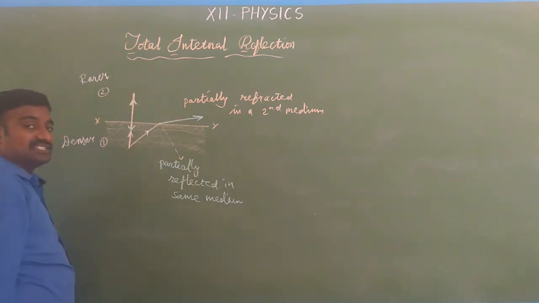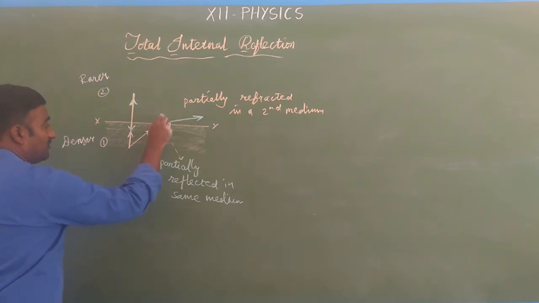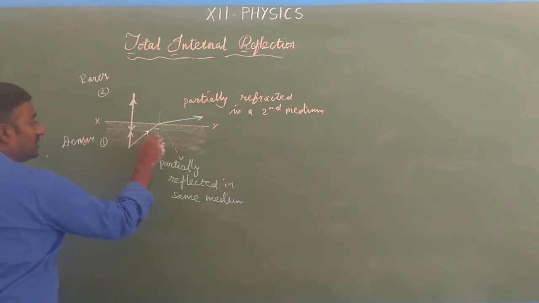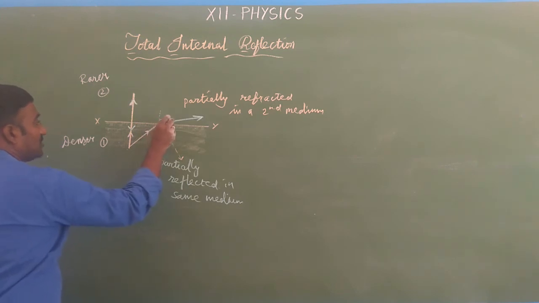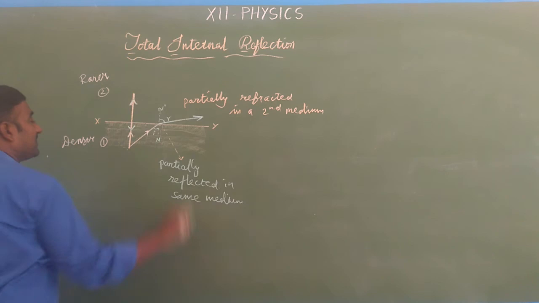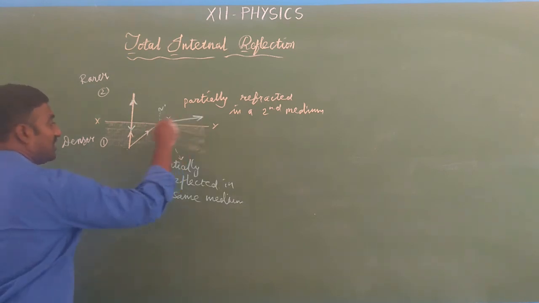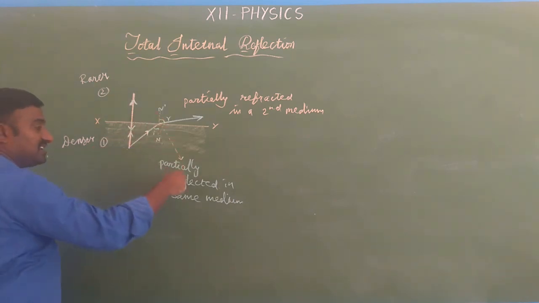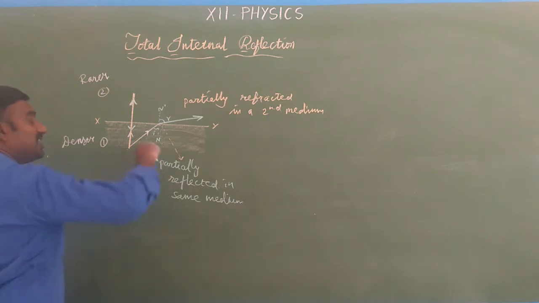But in this case it is different. At the point of the interface, a perpendicular line drawn is called normal. So the incident ray which makes an angle to the normal is called angle of incidence. And this is a refracted ray which makes an angle to the normal, the angle of refraction. So this is the refracted ray, this is the reflected ray. So when a light is traveling from denser medium to rarer medium, part of the light is reflected in the same medium, and part of the light is refracted in the other medium. Then the phenomenon is called internal reflection.